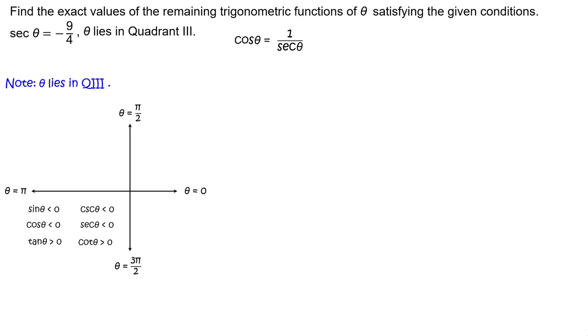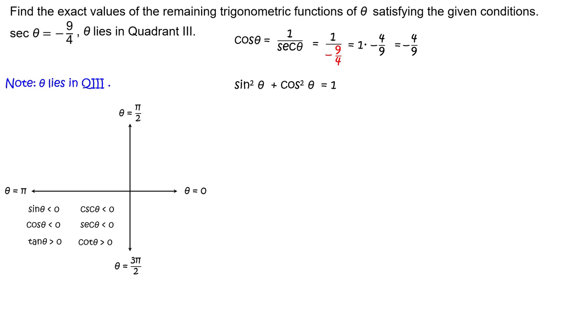Write cosine of theta equals 1 divided by secant of theta. Next, substitute -9/4 for secant of theta. Recall that dividing by a fraction is equivalent to multiplying by its reciprocal. So rewrite 1 divided by -9/4 as 1 times -4/9. Simplify to get -4/9.